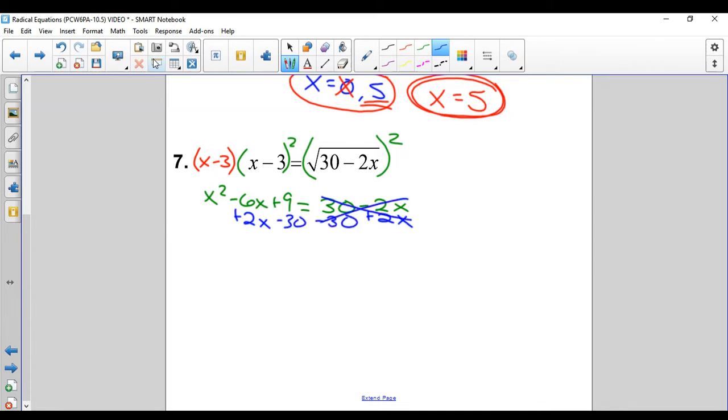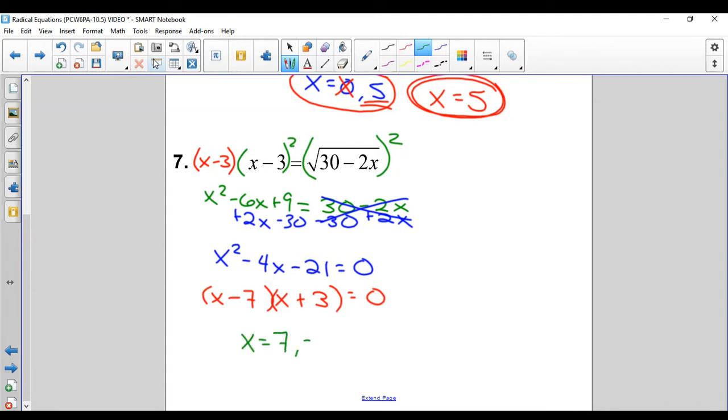Right side's all gone. Get x squared minus 4x minus 21 equals 0. Factor it out. No GCF. Split up the x's. X and x. Factors of negative 21 that add up to negative 4. Well, they're negative 7, positive 3. Possible solutions are 7 and negative 3.